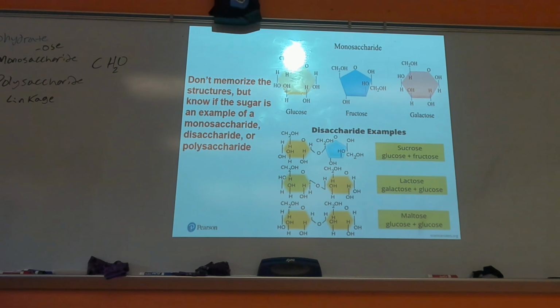It's worth pointing out, especially looking at glucose and galactose, their structures are very, very similar, almost identical. But notice how the hydroxyl groups in glucose at the 1 and 4 position are pointed down, whereas for galactose at the 1 and 4 position, they're pointed up. Small differences like that can make a big difference in how that molecule behaves. I'll show you the polysaccharide examples in the coming slides, but for now, these are the monosaccharides and disaccharides.